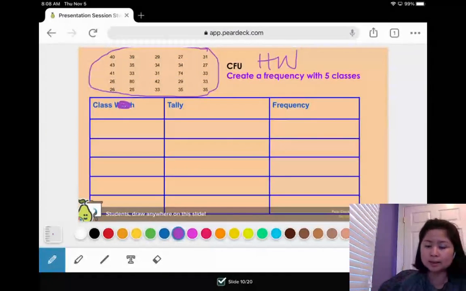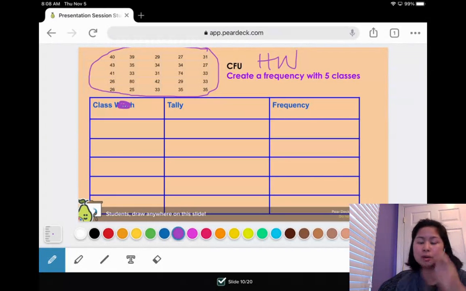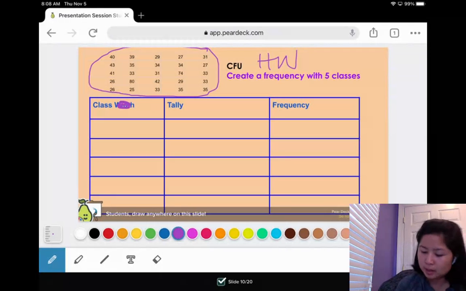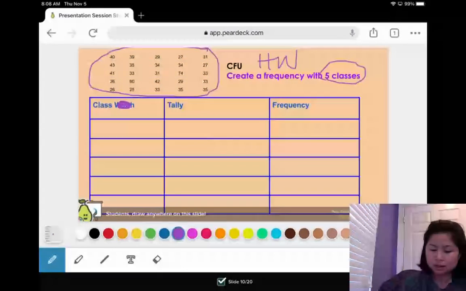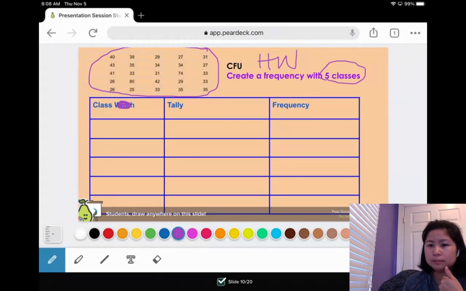So for the class, there's no list. It's the grouping that we want. We want to group these data because there are so many different numbers. I don't know how to count them, so I have to group them. For this one, they ask you to split them up into 5 groups. So step number 1, if you have that piece of paper right now, I'm going to write over here.